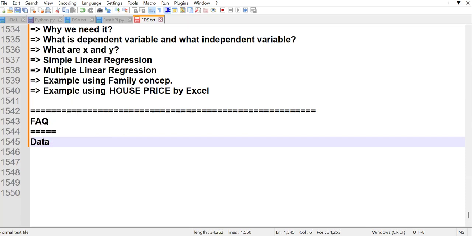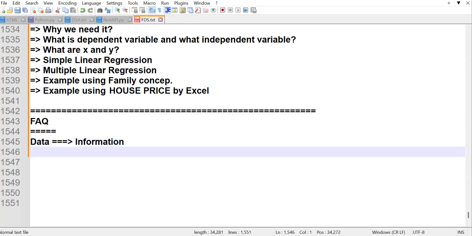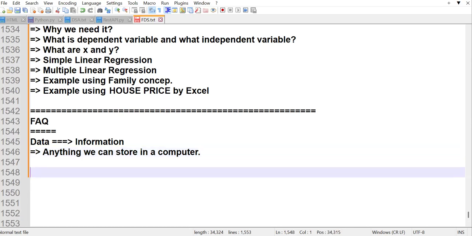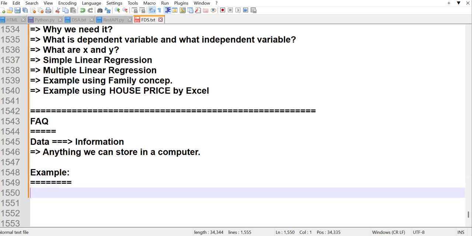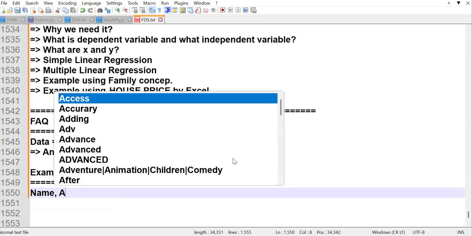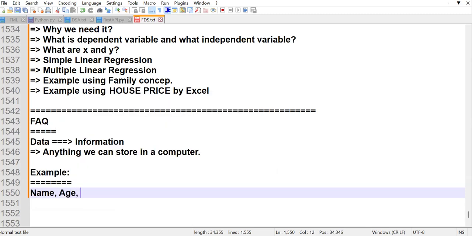Let's suppose somebody asks you what is data. A very simple answer is that data is information. Can you please give an example? Anything we can store in a computer, that is data. For example, name we can store in a computer, age we can store in a computer. So these all are data.